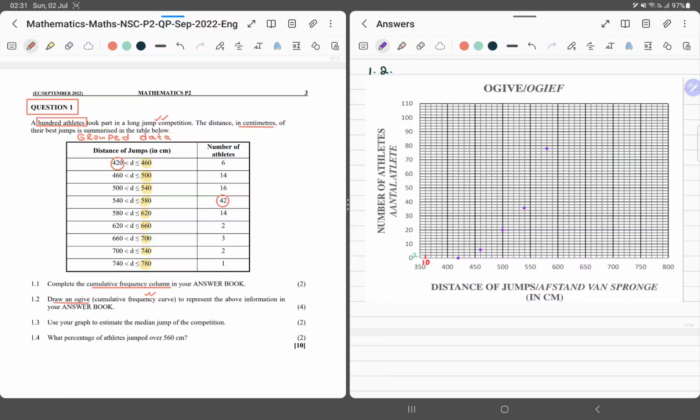Okay, so we've got 620. 620 went with 92. So 620 here, 90, 92 is over here. And then we need to find 660. It went with 94. 660 went with 94, so that's going to be here.